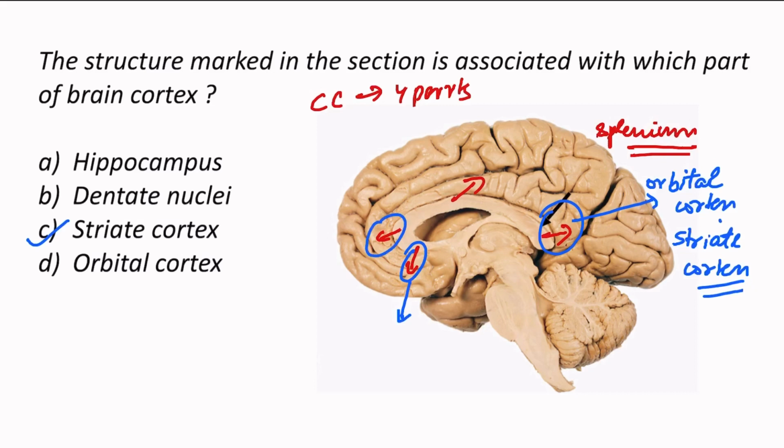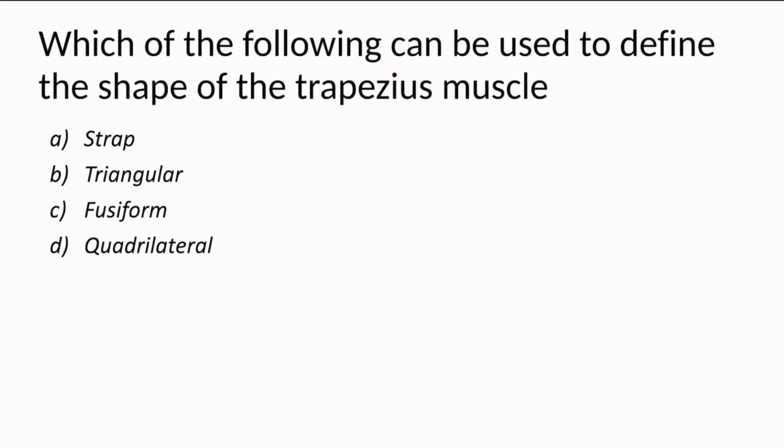The genu connects the medial and lateral surfaces of the frontal lobes, and the body connects the two cerebral hemispheres, and the fibers of corona radiata pass through them. Okay, now coming to the next question, which of the following can be used to define the shape of the trapezius muscle? So the shape is triangular.